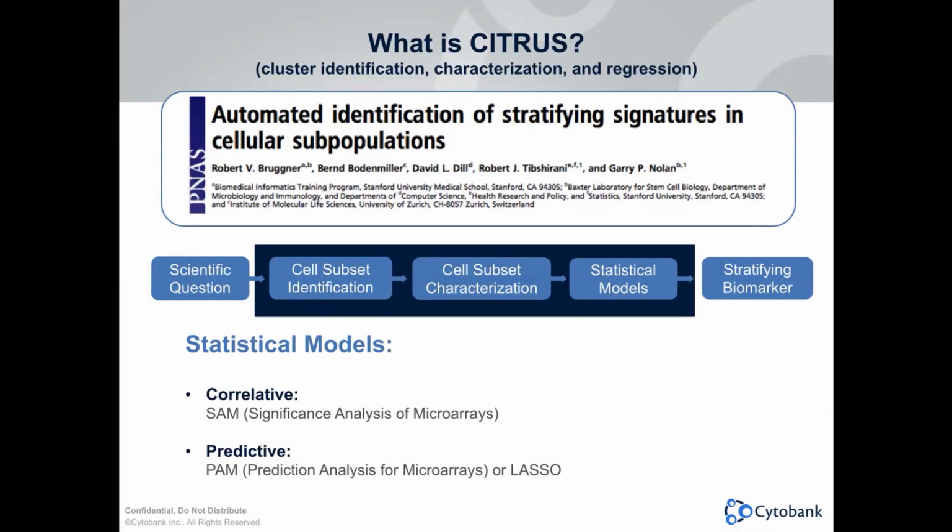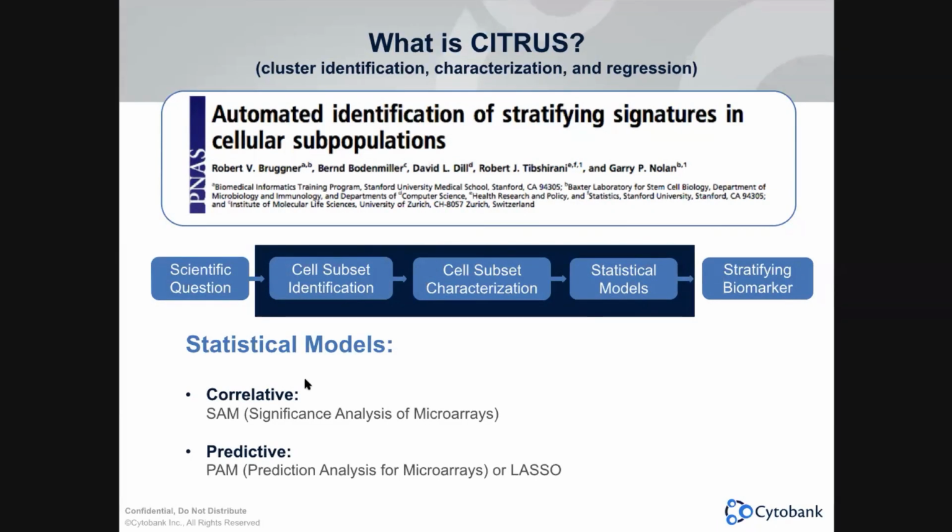Citrus is a very automated process where all the process here is within the black box. You start with your scientific question and end with stratifying biomarkers. To put it in a simple way, basically it is used to identify significant differences that can differentiate groups. Citrus can help you perform unbiased and potentially more thorough data mining and inspection of cell subsets within your data.